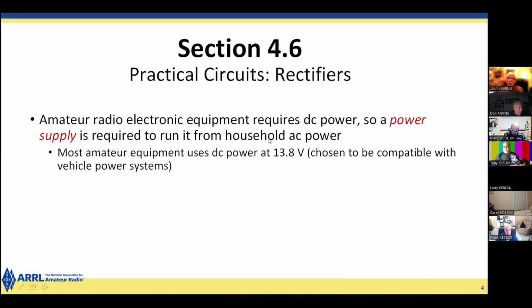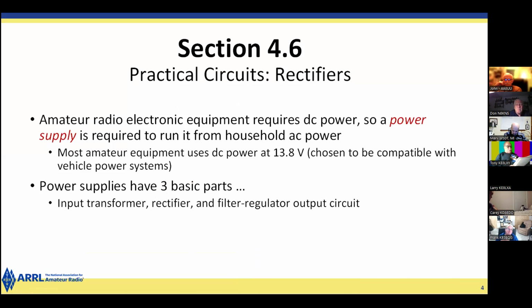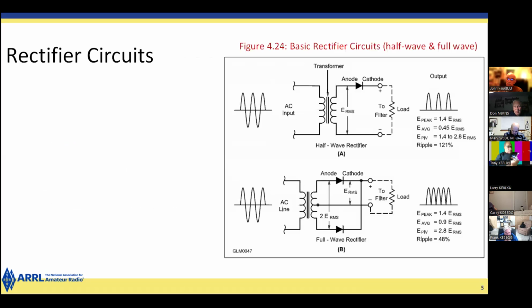Rectifiers. Amateur radio electronic equipment requires DC power, so a power supply is required to run it from household AC power. Most amateur equipment uses DC power at 13.8 volts, chosen to be compatible with vehicle power systems. As you'll notice, 13.8 isn't 12, but that's what we run. Power supplies have three basic parts: input transformer, rectifier, filter regulator, output circuit. So they threw the filter in. All right, you can do that. And here are some pictures of them.